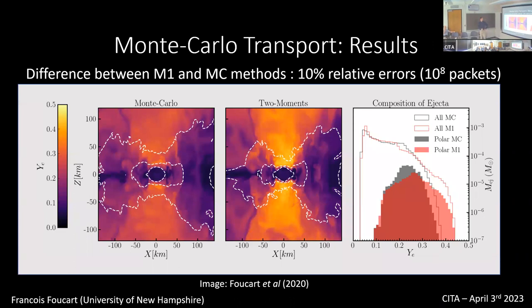Okay, this is what it looks like on a vertical slice of the merger. This is from moment scheme and Monte Carlo simulations. You see YE here. So the higher YE mostly comes from the polar outflows, the things that go here, concentrated near the pole, I gather.